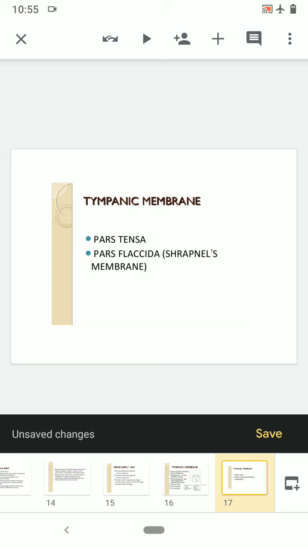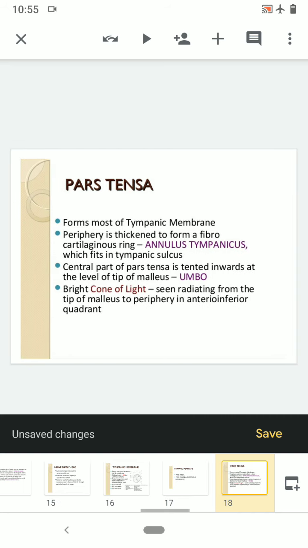So the tympanic membrane has two parts. You have a pars tensa and a pars flaccida, which is also called the Shrapnell membrane. The upper part is the pars flaccida, which fits into the notch called the notch of Rivinus, and that notch is formed in the temporal bone. The pars tensa fits into a fibrocartilaginous rim called the annulus tympanicus. Remember that this fibrocartilaginous ring, the annulus tympanicus, fits into the tympanic sulcus.